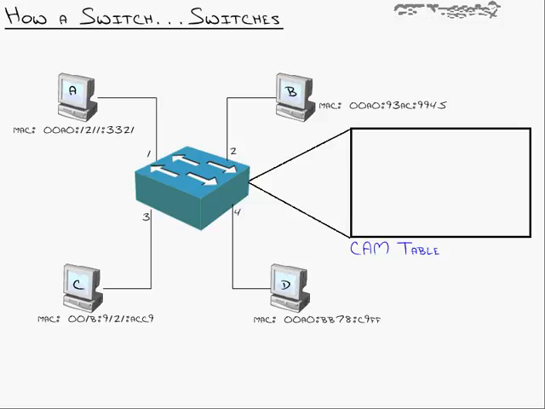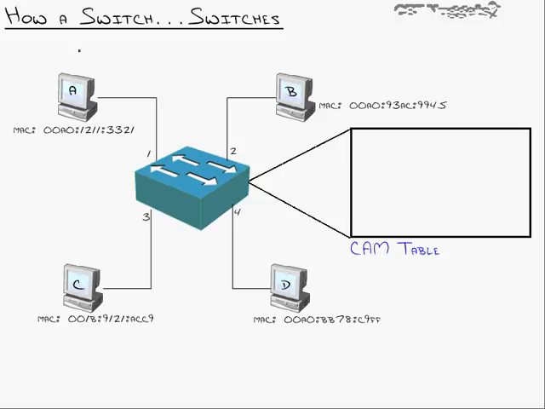So when this switch first boots up, it has this thing known as a CAM table. Now, if you're an acronym junkie like me, that stands for Content Addressable Memory. It doesn't really mean anything other than it's a place in memory that it can store MAC addresses. But when it first boots up, it's in memory, RAM. It's clear, it doesn't know anything. So traffic actually has to be sent before the switch can become intelligent.